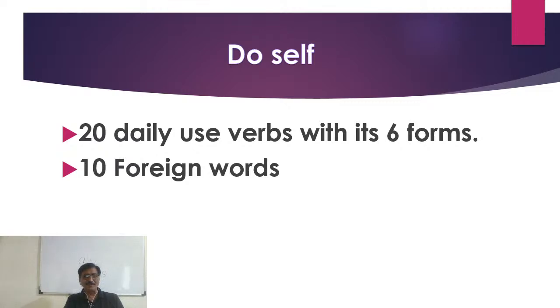You know that only 3 forms are there, but I have given you 6 forms. That means the ing form is also there, the to form is also there. Then you can say the first form V1, V2, V3. All the 6 forms you write down, so that you can use these verbs in sentences as you want. And 10 foreign words, if you want to gather 10 foreign words. Now I am going to tell you how to collect the words.